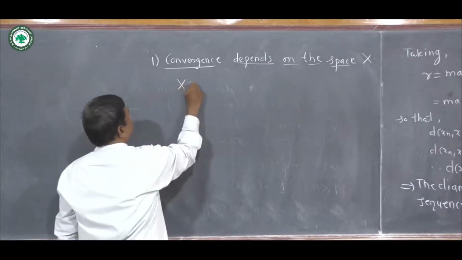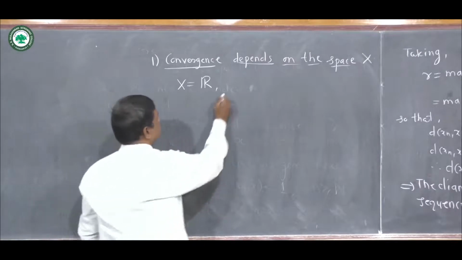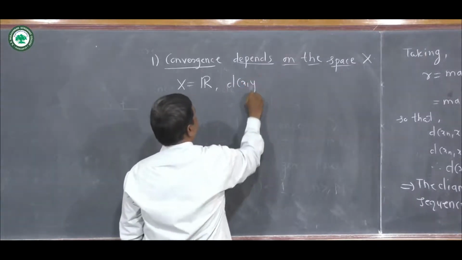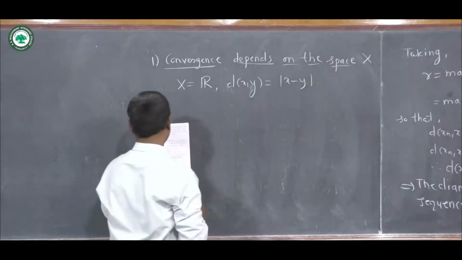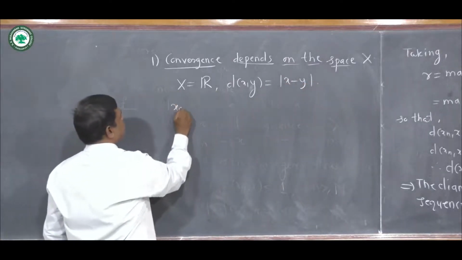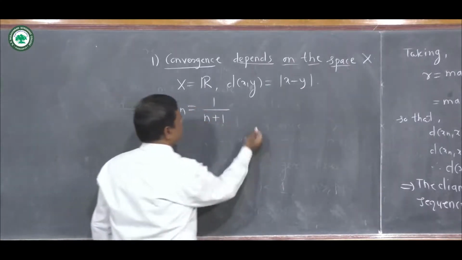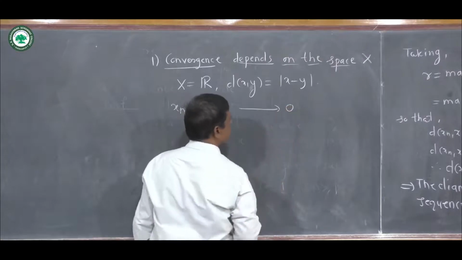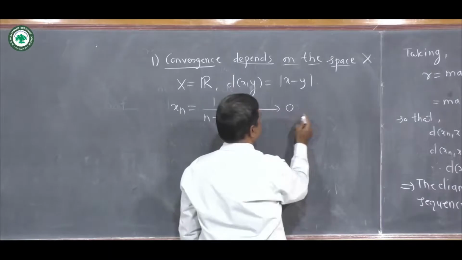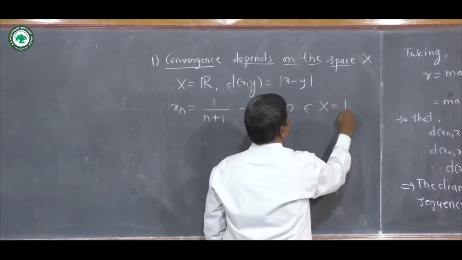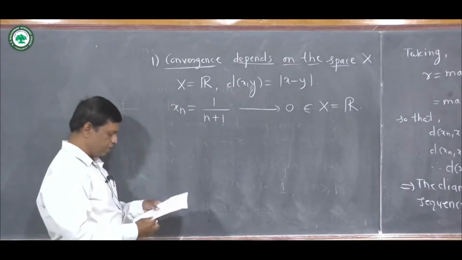Now if you consider the space X equal to R, the set of real numbers, with the usual metric, that is d(x, y) equal to mod of x minus y, and consider the sequence xn equal to 1 upon n plus 1, then remember this sequence converges to 0. This sequence has limit 0, and 0 belongs to X, so this sequence is convergent in the usual metric space.